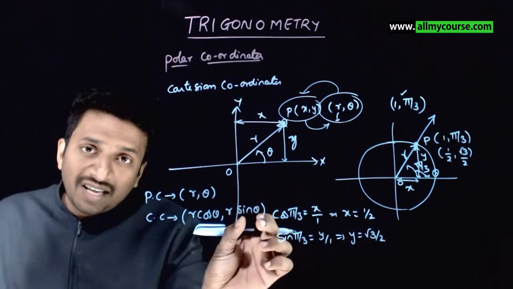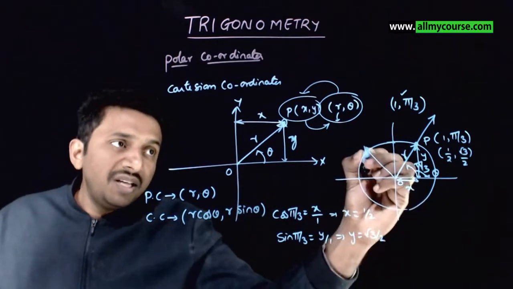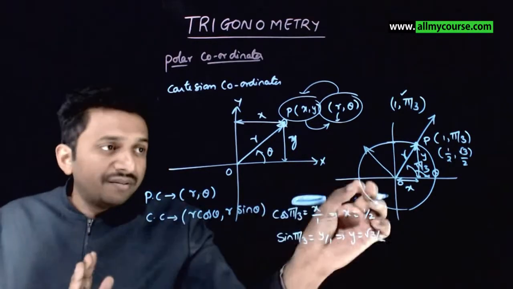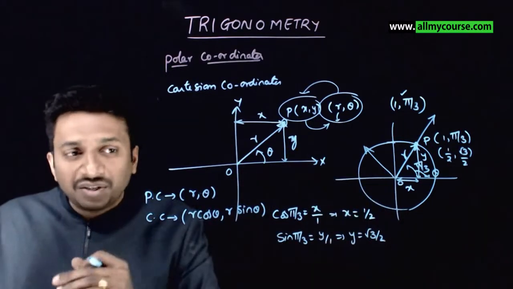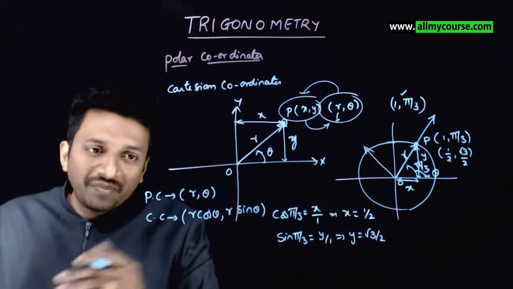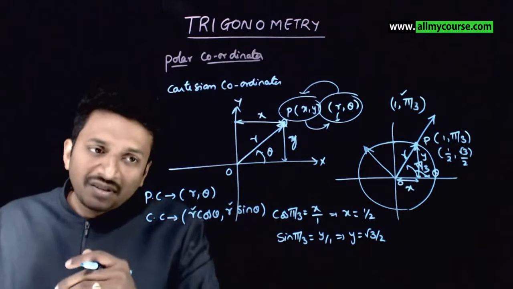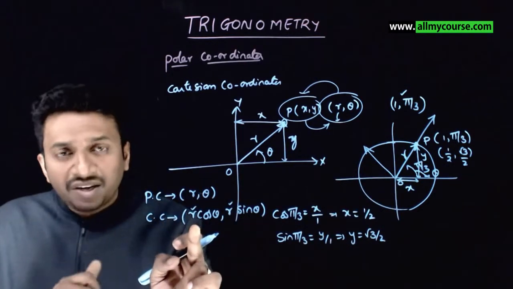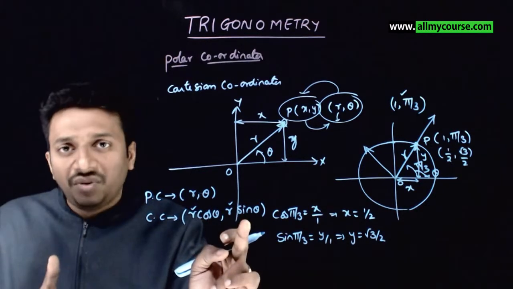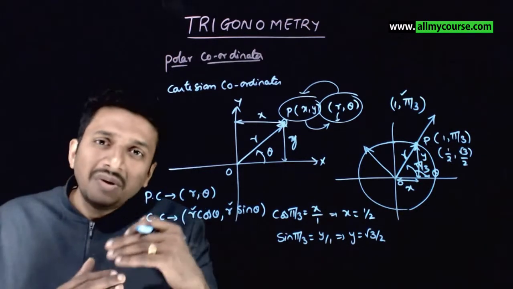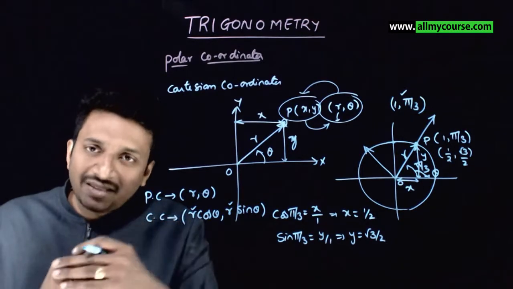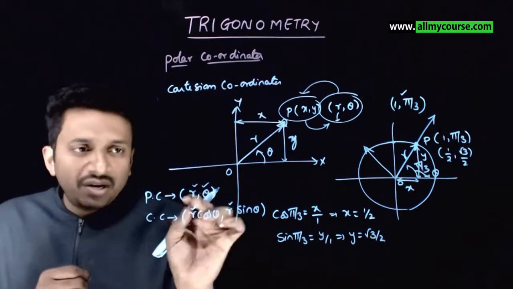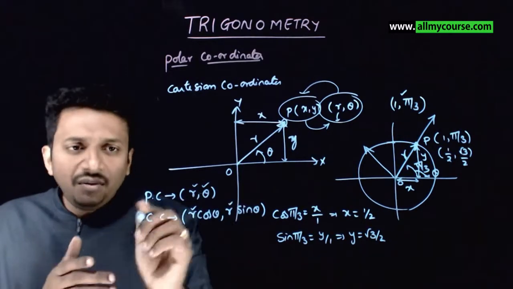If the point comes here, the signs of cos theta and sin theta take care of the signs of the Cartesian coordinates. You don't need to put them separately because r is always positive. If theta is in the second quadrant, cos theta will become negative automatically and sin theta will become positive automatically. So you don't need to specially put plus or minus again. If r and theta are given, if you find r cos theta, you get the x coordinate. If you do r sin theta, you get the y coordinate.